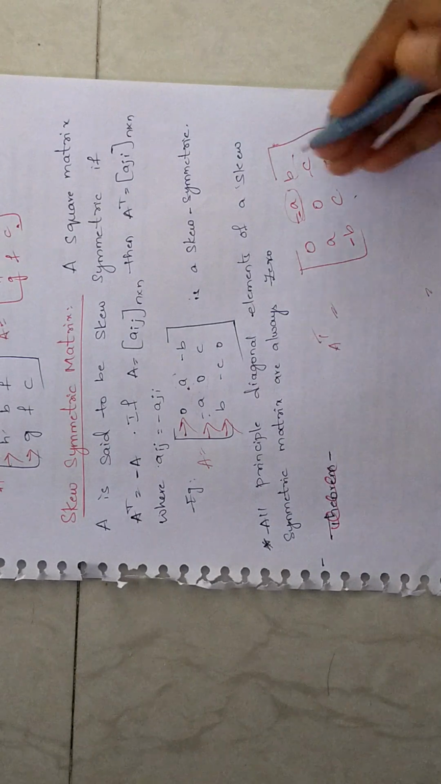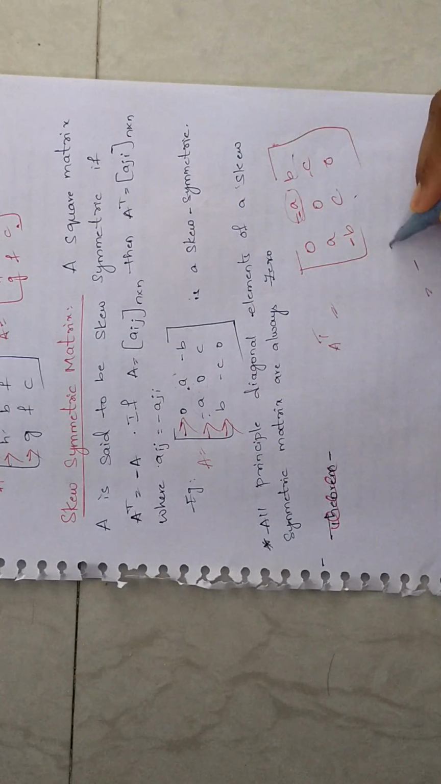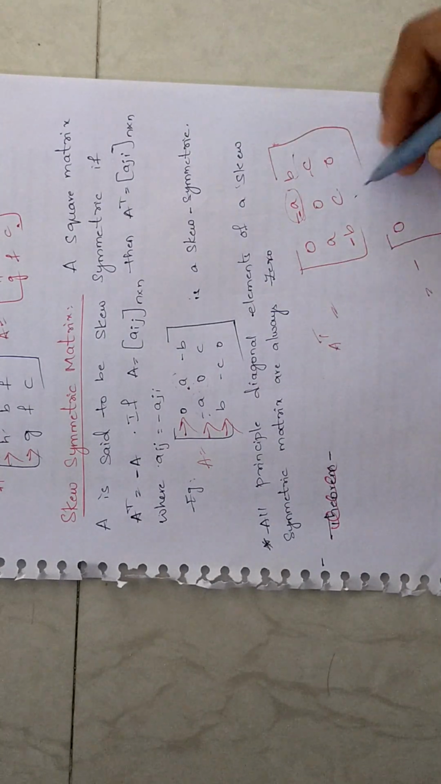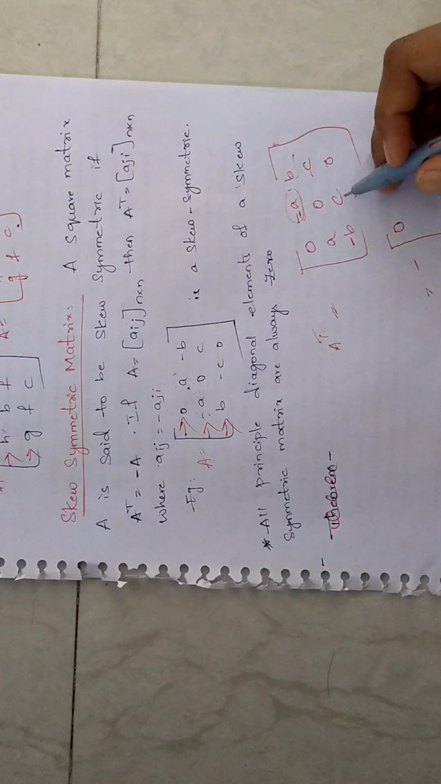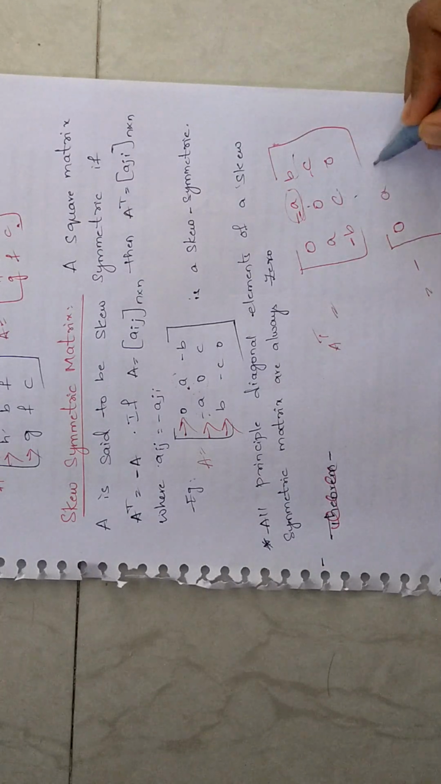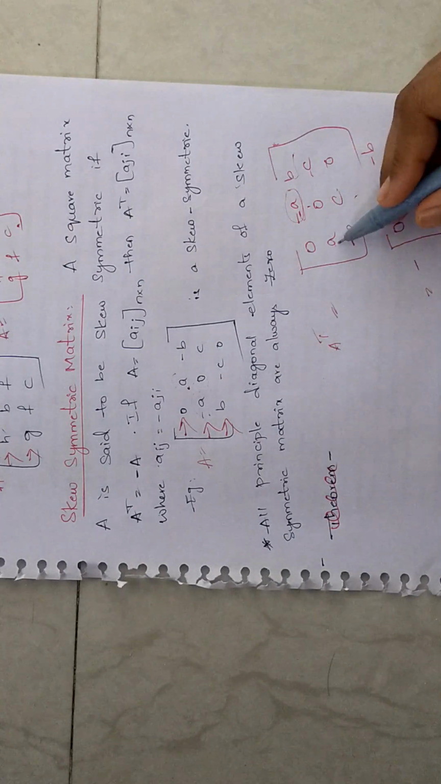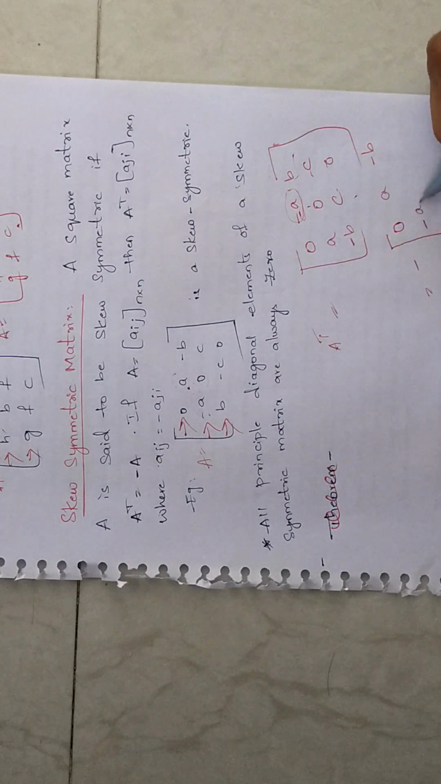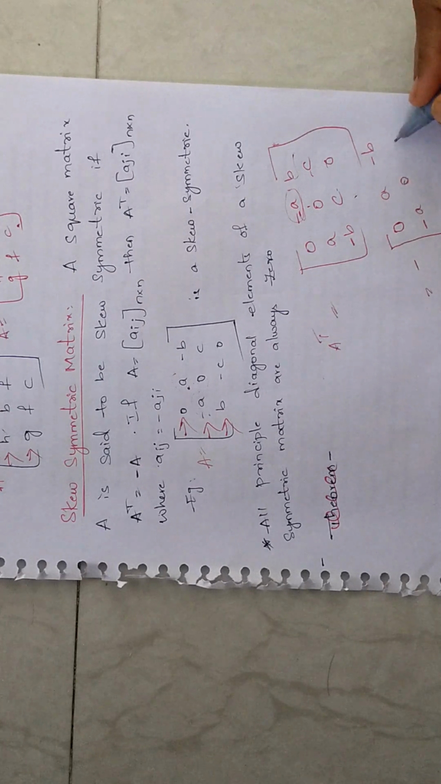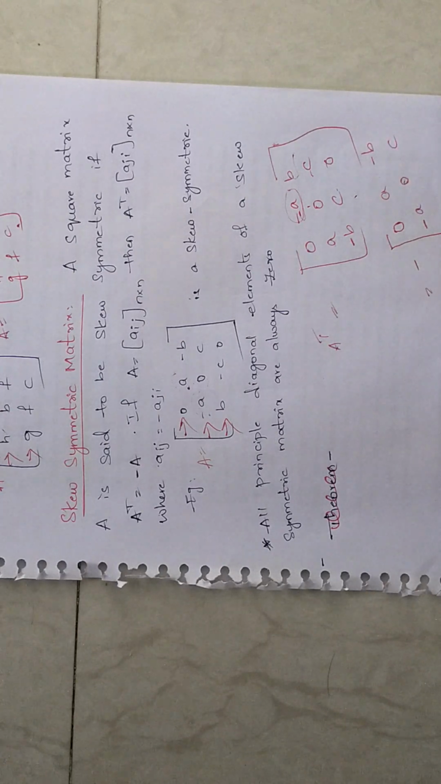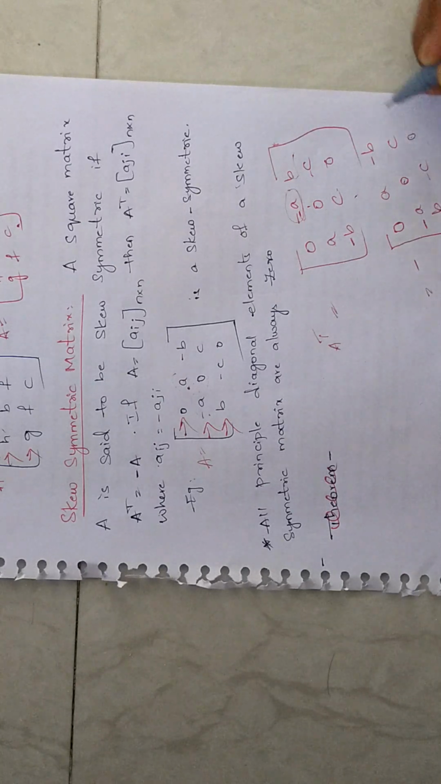So I'll take minus common outside. So 0, A. You will get minus B, right, if you take minus common. Again here we don't have it, so you have to write minus A. 0 is 0, no sign. And C. Then what you have to write? B, minus C and then 0.